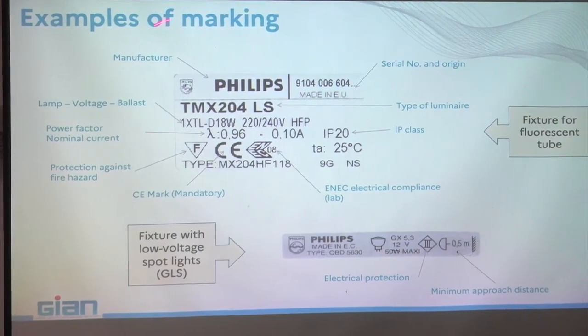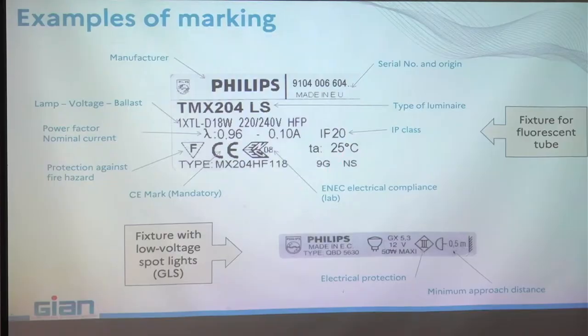Here is an old ballast from Philips, a ferromagnetic one for fluorescent lamps. What can you find on the top? First, the manufacturer, the serial number and origin. This is important for tracking if there is a problem. With that number, the manufacturer can know that there was a problem that day with this operator who certified the product, and they may look if other products in the same series may have the same problem.